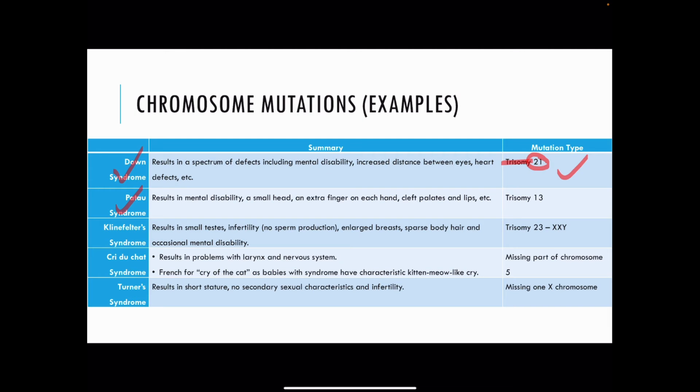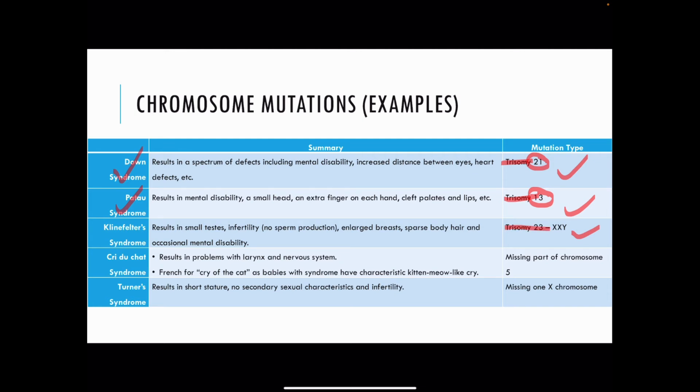Patau syndrome is another example of trisomy, okay, but instead we've got 3 copies of chromosome 13. Symptoms include a small head, smaller than normal head, an extra finger on each hand, a cleft palate and lip, and mental disability again. Another example of trisomy is trisomy 23.